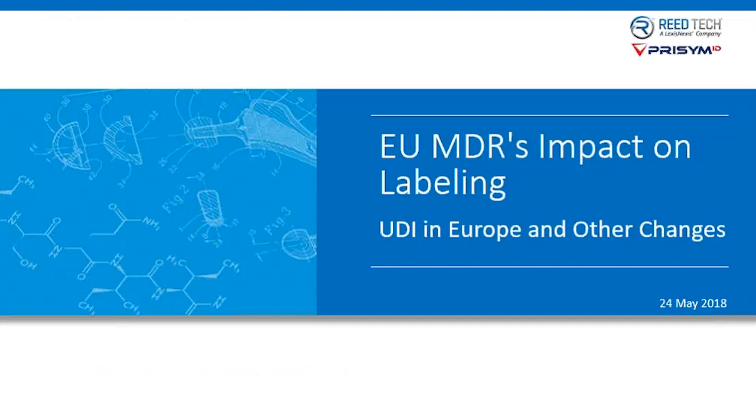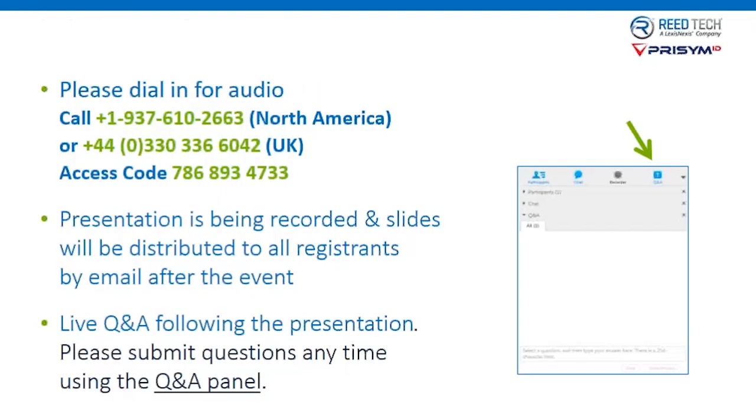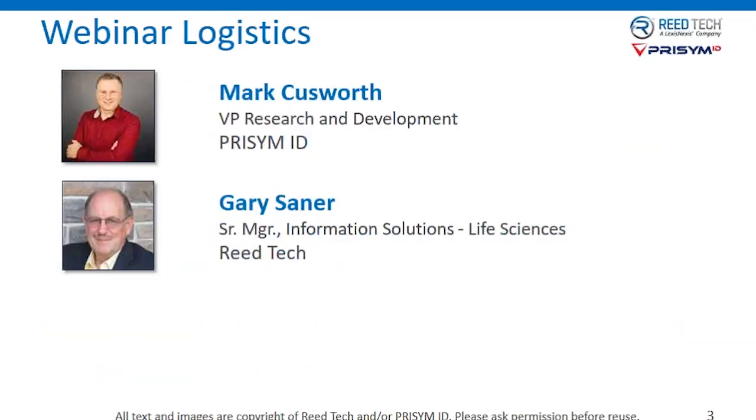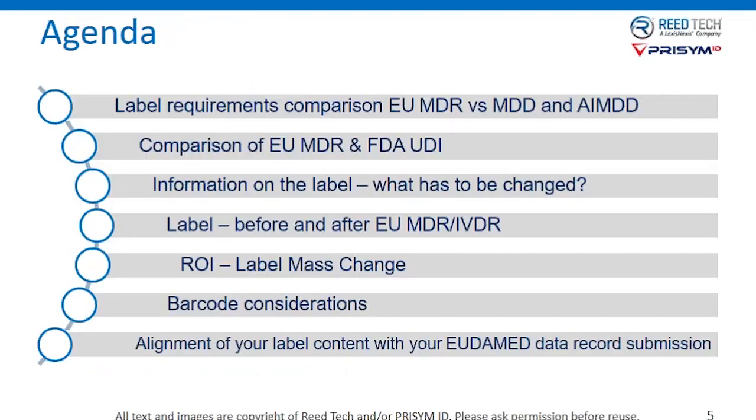Our presentation today will begin with a look at MDR labeling requirements compared to current regulations. Then we'll look more closely at how UDI in the EU compares to the FDA's UDI program in the US. We'll examine what changes are required to the label content, look at a sample of an old and new device label side by side, and quickly discuss cost considerations and barcoding.